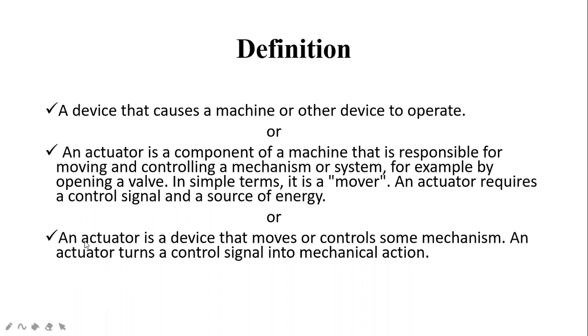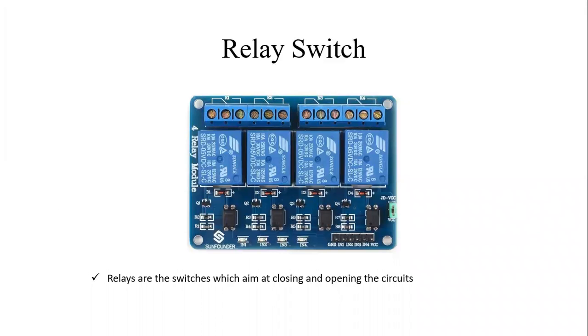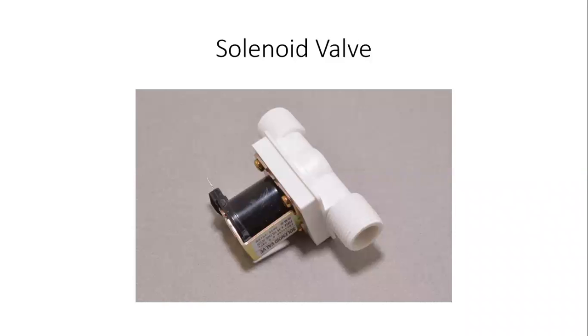Third definition you can see, an actuator is a device that moves or controls some mechanism. An actuator turns a control signal into mechanical action. Next, one of the actuators is called relay switch. Its aim is to close or open some circuit. Again, in the actuator case, if there is some example, its name and its series is important to learn or remember. Second is the solenoid valve. Basically, this valve is used to control the flow of some fluid, you can say.